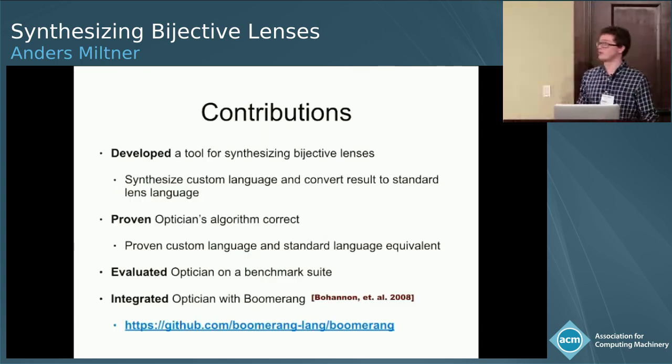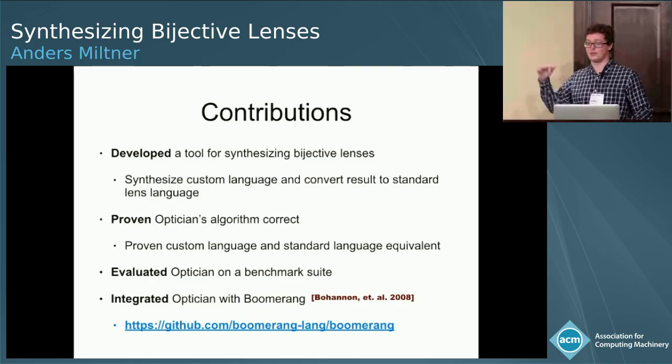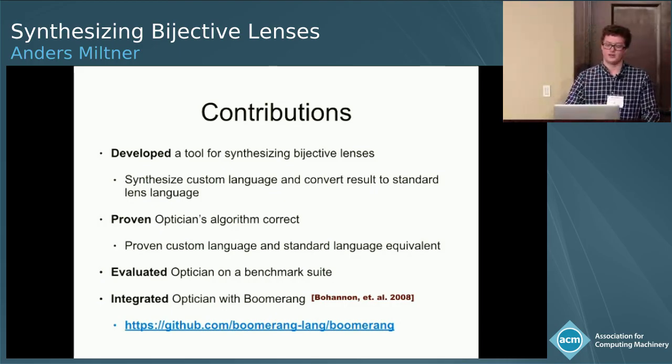So our contributions are as follows. We've developed Optician, a tool for synthesizing bijective lenses. It operates by synthesizing in a language we developed specifically for synthesis, and then we convert the synthesized term in this custom language into a lens in a standard lens language. We've proven our algorithm correct, so not only will we return a lens that satisfies the spec, but also if there is a lens that satisfies the spec, we will return it.